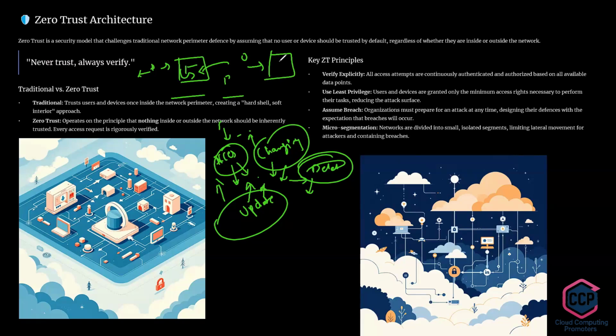So the principle came, which will help, and there is the zero trust architecture also, where it will help. The principles are: verify explicitly, use least privileges, assume breach, and micro segmentation, where each thing will be divided and segregated, and there will be rules written for that. Verify explicitly means all access attempts are continuously authenticated.